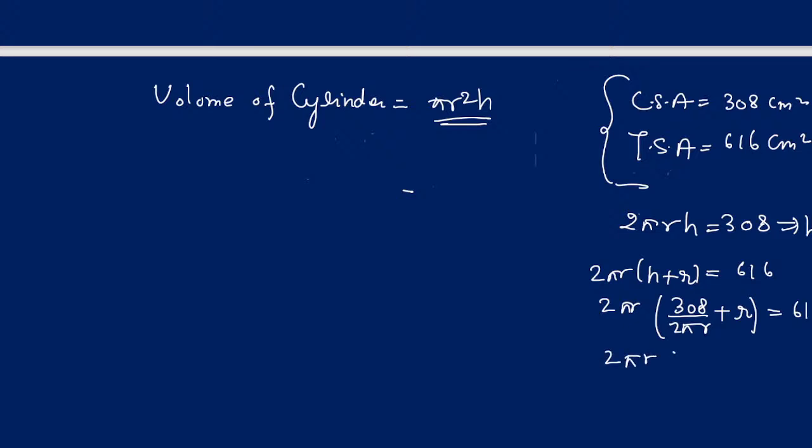Then pi r, and this 2 pi r we will multiply by r: 308 plus 2 pi r square upon 2 pi r equals 616. 2 pi r can be cancelled and 2 pi r square equals 308. What goes to the LHS side, if positive, becomes negative. 616 minus 308. You will be subtracting this and getting what? 308.